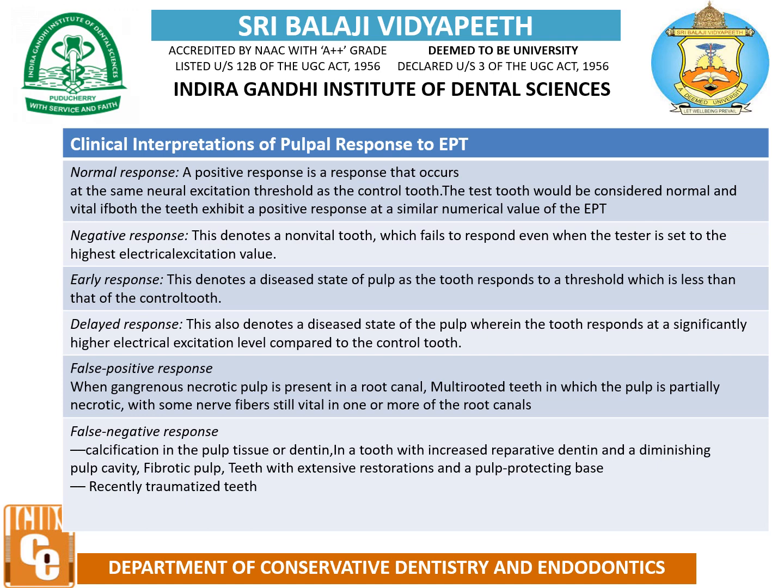False positive response. When gangrenous necrotic pulp is present in a root canal, or in multi-rooted teeth in which the pulp is partially necrotic with some nerve fibers still vital in one or more of the root canals. False negative responses. Calcification in the pulp tissue or dentin in a tooth with increased reparative dentin and a diminishing pulp cavity, fibrotic pulp, teeth with extensive restorations and a pulp protecting base. Recently traumatized teeth.